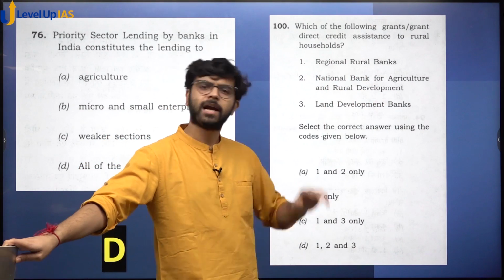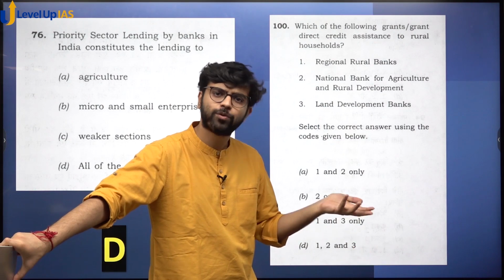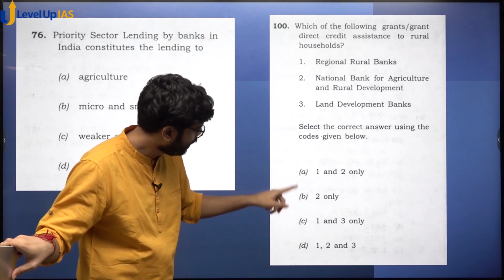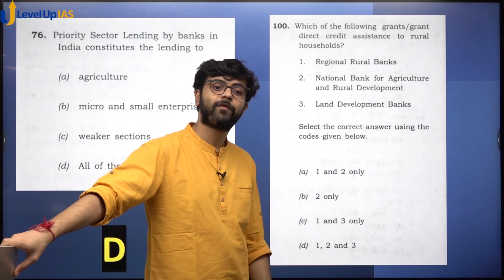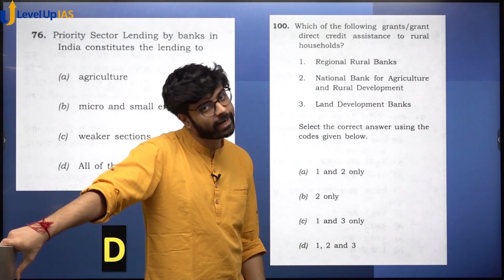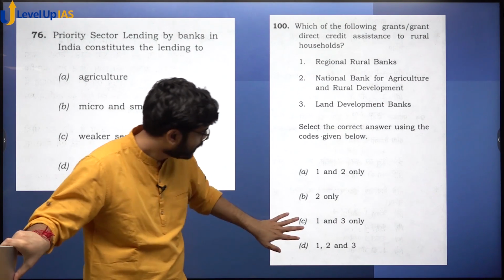Does RRB provide direct credit assistance? Yes, they are normal banks in rural areas, regional rural banks. So 1 is correct. Land development banks provide long-term agricultural credit. Direct credit they also provide. So 3 is also correct. The answer is 1 and 3.